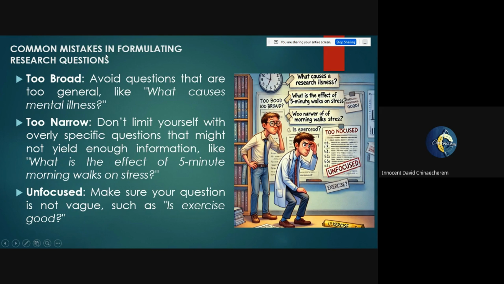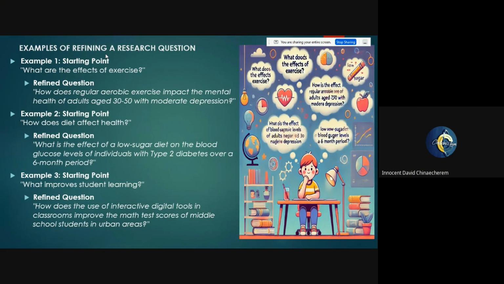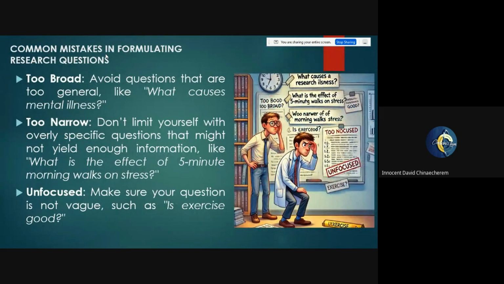One of the common mistakes is that most times the research questions are too broad. It's the opposite of all the things we've explained here, right? You have to avoid questions that are too general, like what causes mental illness. This is a very broad question, right? And it can also be too narrow. You shouldn't limit yourself with overly specific questions. So in as much as you're making your research question specific, you just need to find the balance, right?